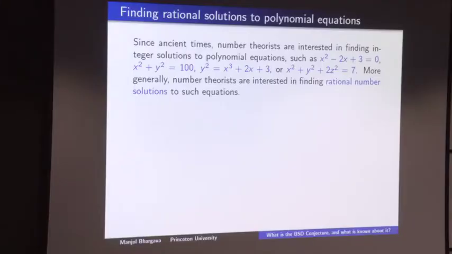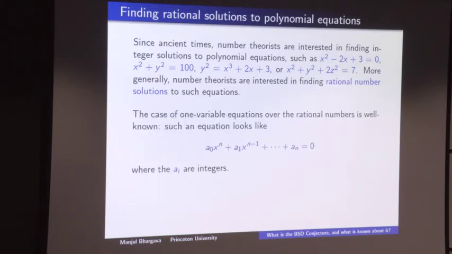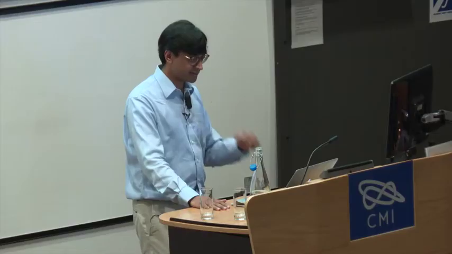More generally, number theorists are interested in finding rational number solutions to equations, rational numbers being ratios of whole numbers. Because if you can find all the rational number solutions, then you can find, in particular, the whole number solutions as a subset. But the rational numbers have additional structure that the whole numbers don't. For example, they form a field, you can divide. So that's what number theorists like to do. They want to find whole number and rational number solutions to equations.